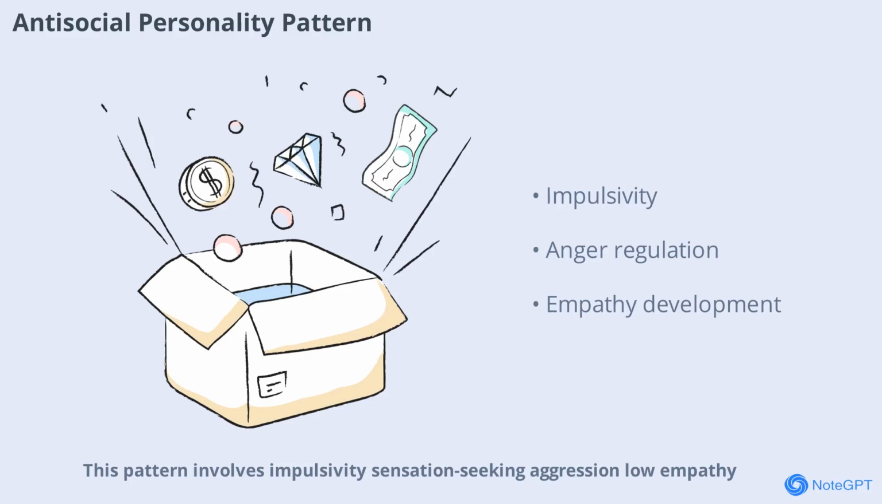This pattern involves impulsivity, sensation-seeking, aggression, low empathy, and disregard for others. Interventions focus on self-management, anger regulation, empathy development, and problem-solving skills. For example, learning to identify escalation cues and apply de-escalation strategies.